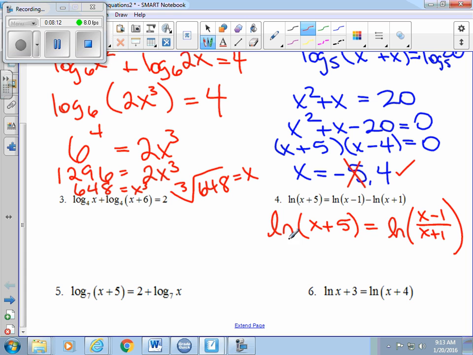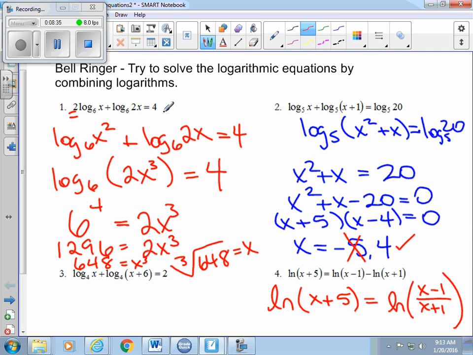Which case does this fall into? There's two cases of logarithmic equations. There's a logarithm equals a logarithm and a logarithm equals a number. Which one is this? Logarithm, logarithm. And when I have logarithm, logarithm, I ignore the logarithms. When I have logarithm equals a number, what do I do? Rewrite. So you either rewrite or ignore the logarithms.